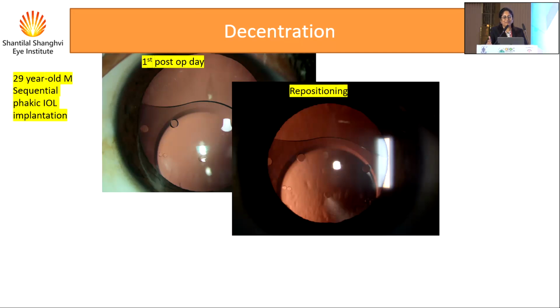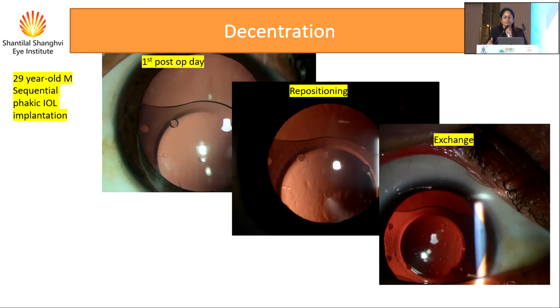Perhaps we should have waited and tried to figure out why it was sinking in the first place, because all the parameters were good. So what should we do? The patient wanted to get back to work very fast. So instead, we had no other option but to do an exchange. And incidentally, in the other eye, we did an uneventful phakic IOL for this patient with the standard parameters.